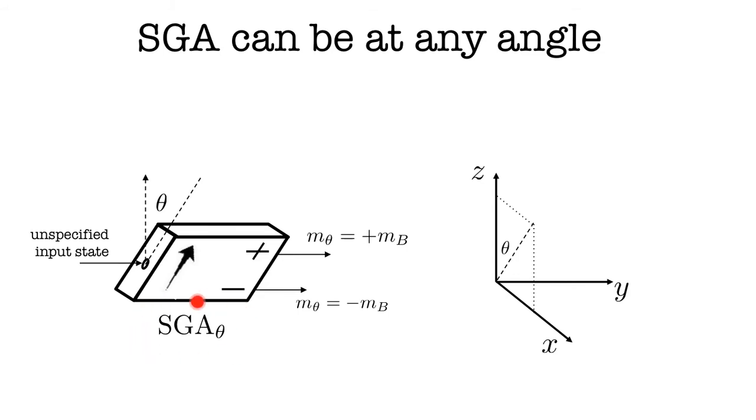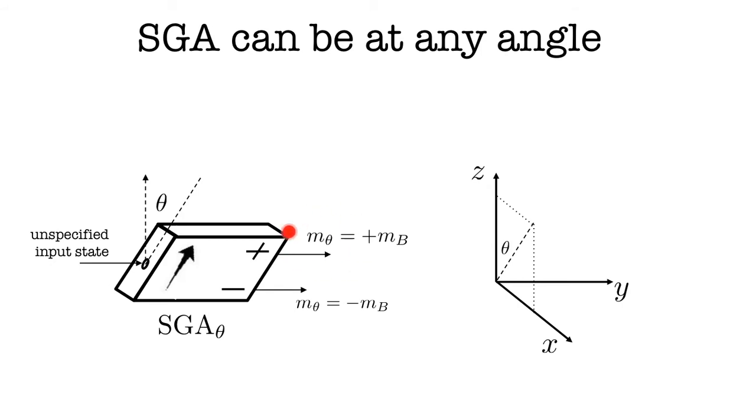So we are going to label a Stern-Gerlach analyzer with a subscript, and that subscript indicates the orientation. So we could have an SGA Z if it was aligned with the z-axis. We could have an SGA X if it was aligned with the x-axis. And we could have an SGA theta if it's at some other angle relative to this coordinate system.